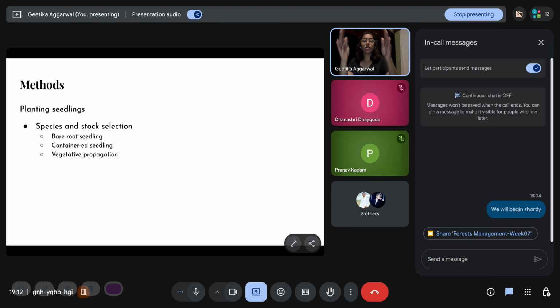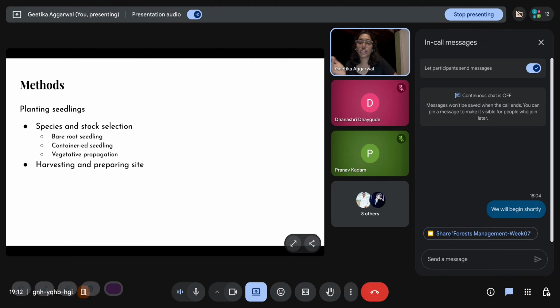A container seedling is one which comes in pots or in plastic bags like the nursery sells. In the plastic bag, it will come with a certain amount of soil around the root, and you basically take it out from the plastic bag, and along with the soil, you plant it into the land. So that's a container seedling. And a vegetative propagule is basically growing a tree from the stem. So you basically have stem cuttings or something like that to grow.